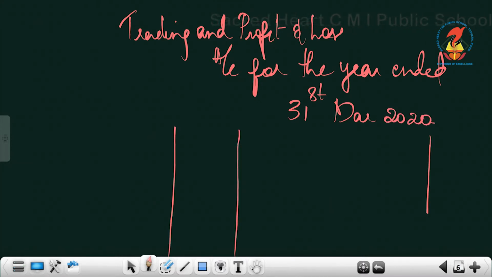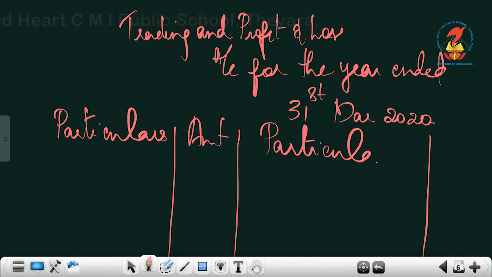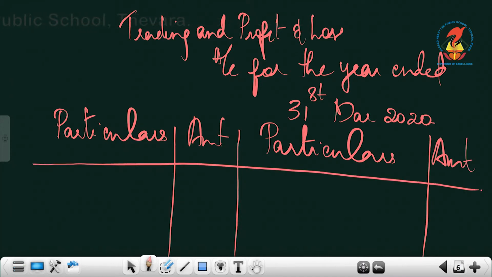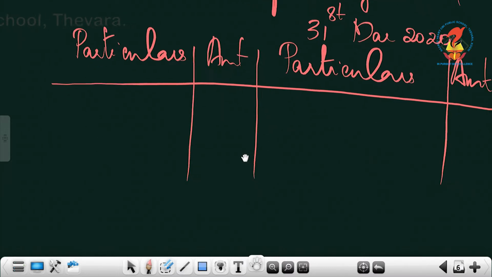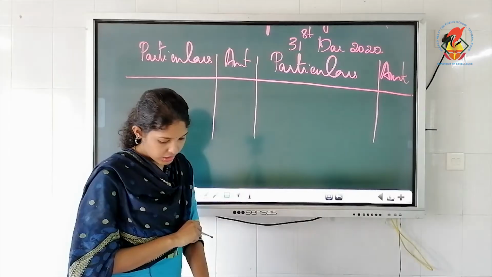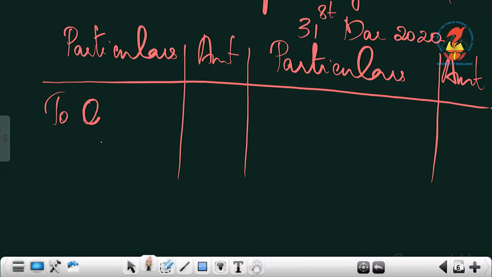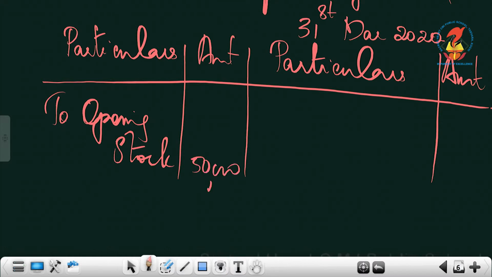Then particulars, amount, particulars, amount. We will start with opening stock. So opening stock is given, stock on 1st April, no? So that you write. With that we will start, opening stock 50,050.